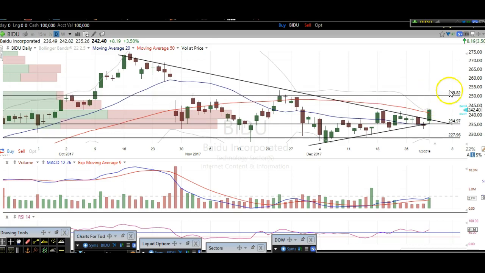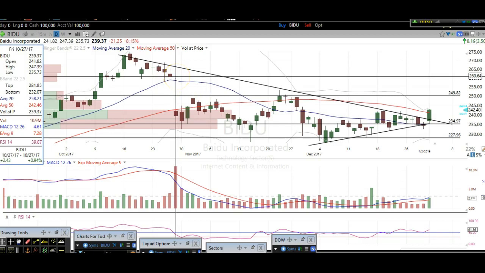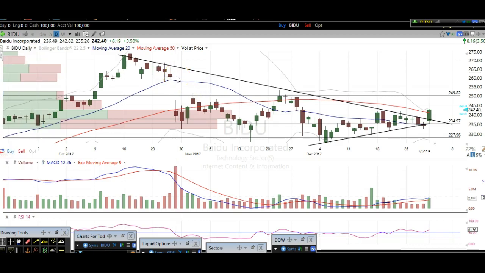Short-term target is up here near about 250. You can see we got rejected here and right here, and we've got a gap up here to fill that most likely fills, but that's the next target if we break over that 250.